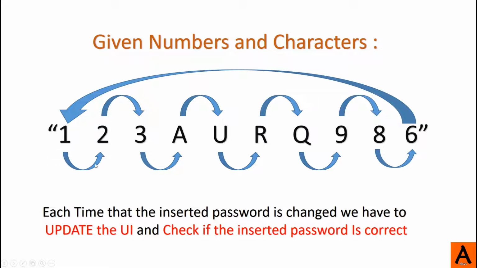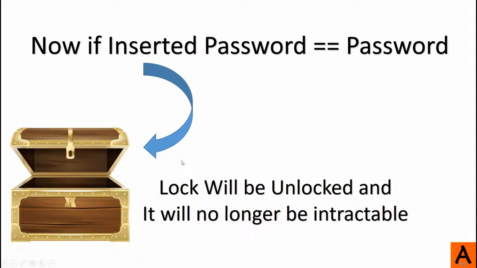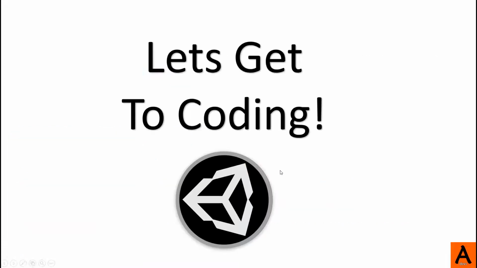Each time that the inserted password is changed, we have to update the UI and check if the inserted password is correct or not. So at any point, if the inserted password is equal to the wanted password, the lock will be unlocked and it will no longer be interactable. Although you can change the unlock method as you want, and you can change the interactable boolean as you wish. Now the theory is done, and let's get to some coding.